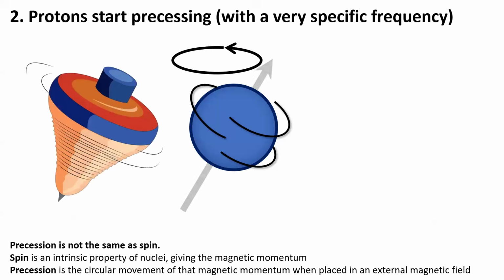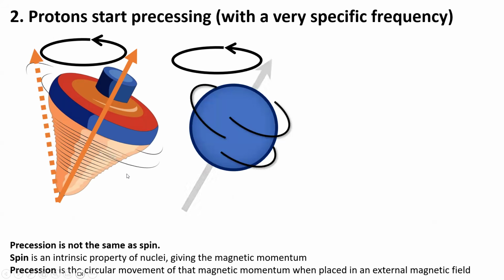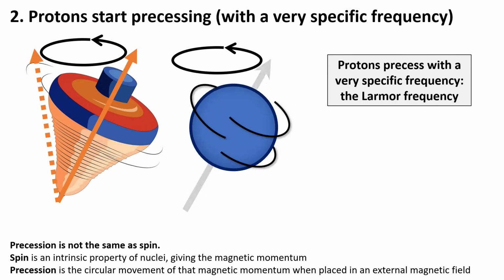And we can compare it a bit with a spinning top. So that top spins around its own axis, and is almost falling but isn't. So it's a bit similar. So precession is not the same as spin. So these protons perform that precession movement with a very specific frequency, and we call that the Larmor frequency.